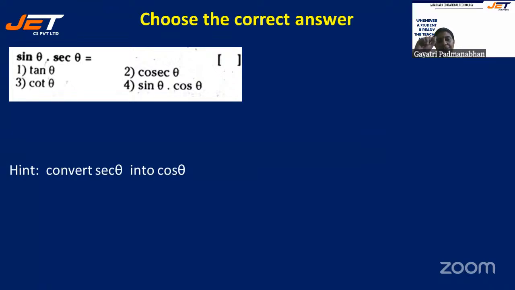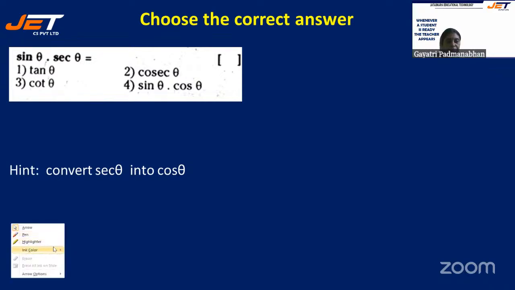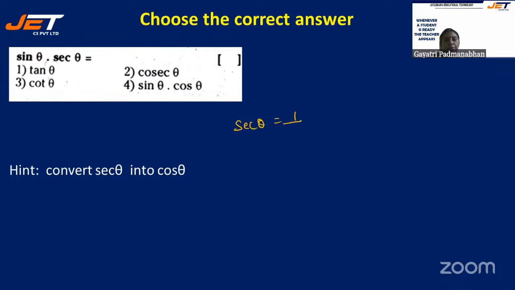What is sine theta into secant theta? So you have to convert secant theta in terms of cos. Okay. So this is also a very simple sum. Right. So secant theta is nothing but 1 by cos theta, isn't it? So in the sum, we have sine theta into secant theta, which is sine theta by cos theta, and that is nothing but tan theta. So your answer must be option 1.